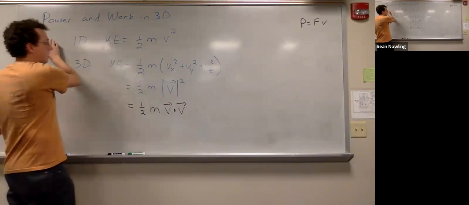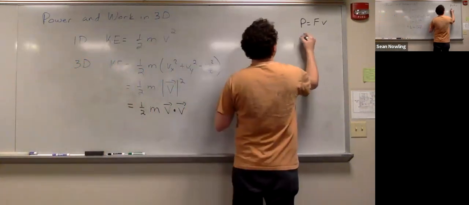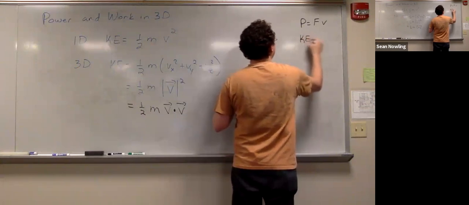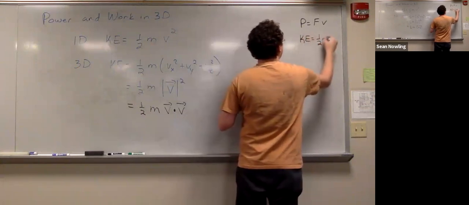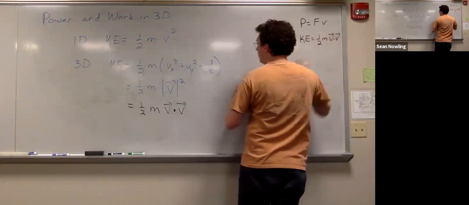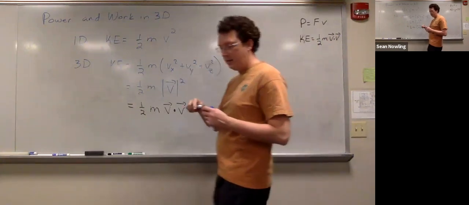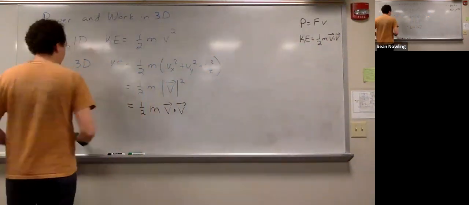All right, so I'll write that over here. Kinetic energy equals 1/2 the mass times v dot v. But really, you just think of it as each separate type of velocity contributes to the kinetic energy.